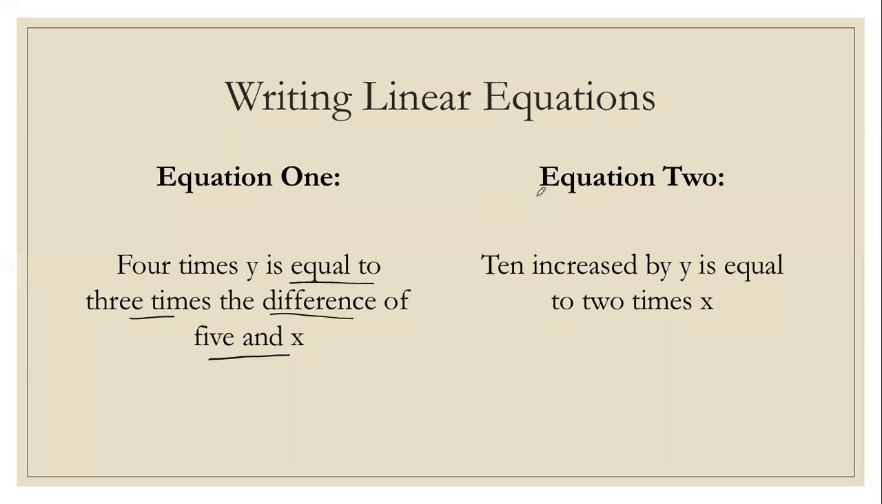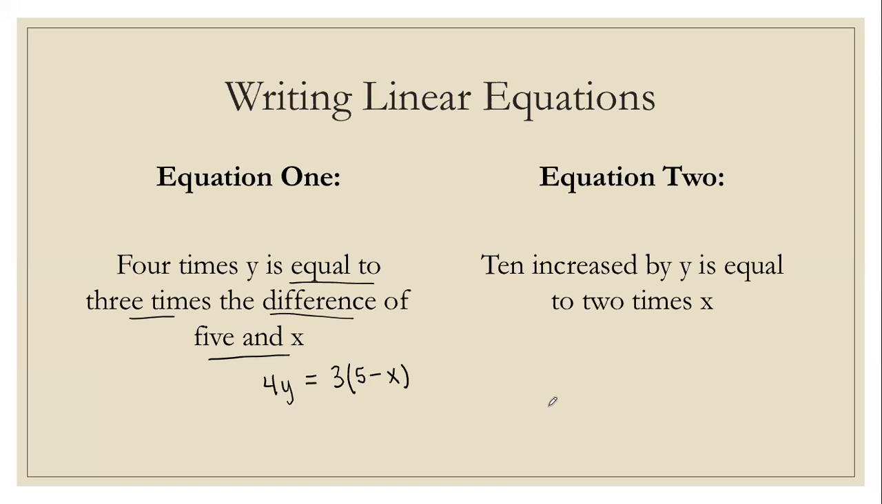Anyone want to go for what they think that word problem is saying in equation form? Let's start with the first part. 4 times y. What do you think of? Okay. Is equal to, okay. Okay, this is the tricky part. Could you put it in parentheses? There you go. 3 times the difference of, okay. 5 minus x. There you go.